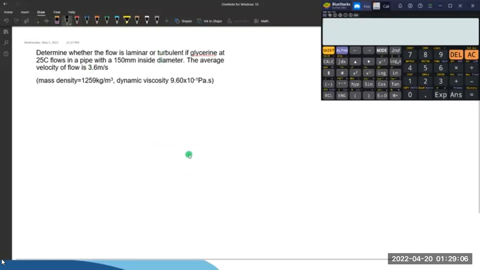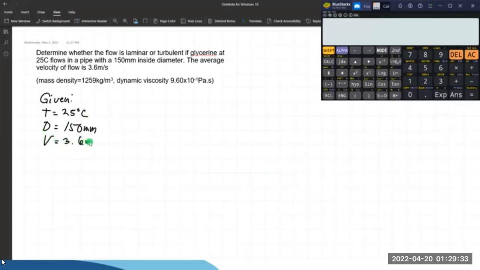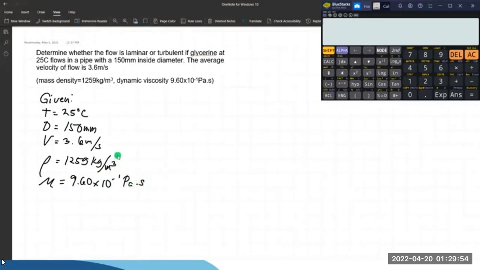Okay, so let's solve this problem. The given are the temperature, we have 25 degrees Celsius, the inside diameter of the pipe, that's 150 mm inside diameter, average velocity V 3.6 meter per second, mass density rho 1259 kilograms per cubic meters, dynamic viscosity mu 9.6 times 10 raised to negative 1 Pascal seconds.